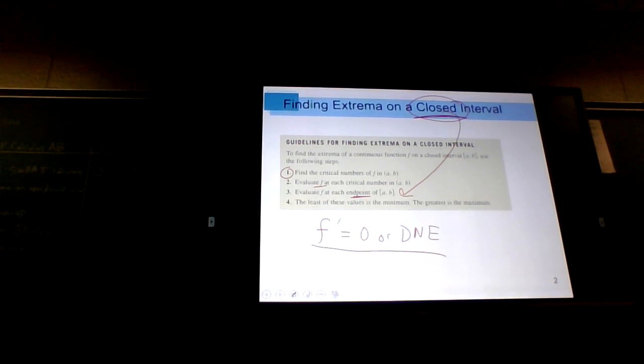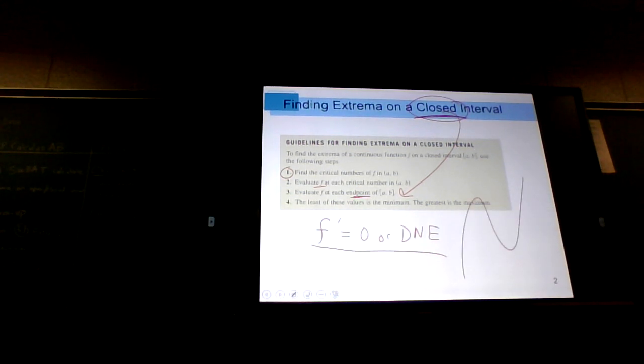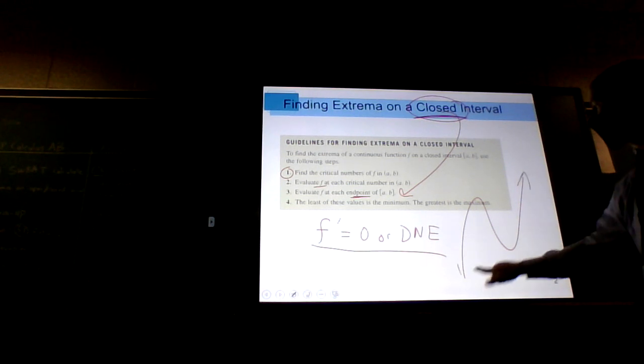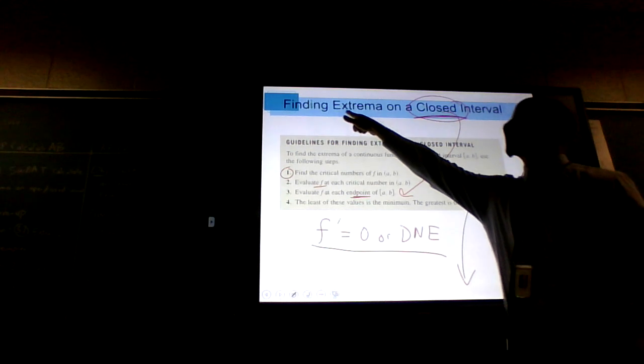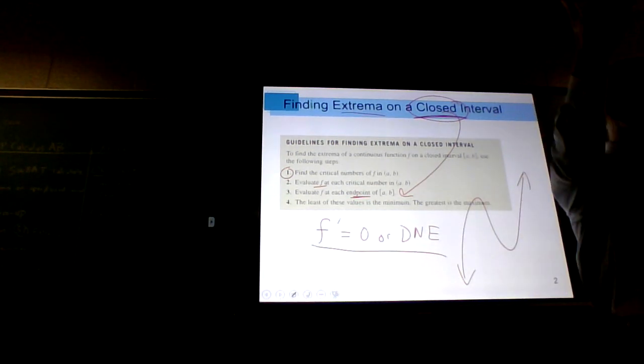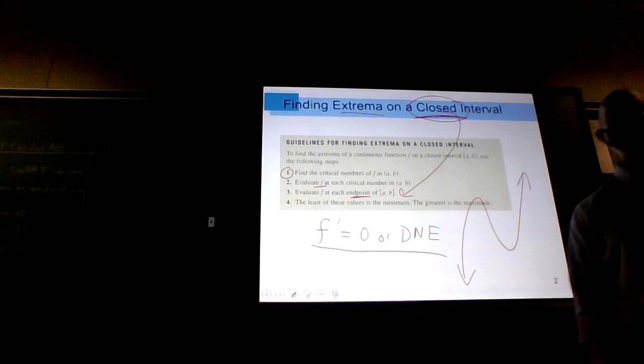And I should note that there are some functions that don't have mins or maxes. For example, this is a cubic curve, right? If we don't have endpoints, does this guy have a maximum? No, it goes off to infinity, right? Does it have a minimum? No. By the way, extrema is just a fancy way of saying maxes and mins. Okay. Any comments or questions on this? Okay, so let's look at an example.